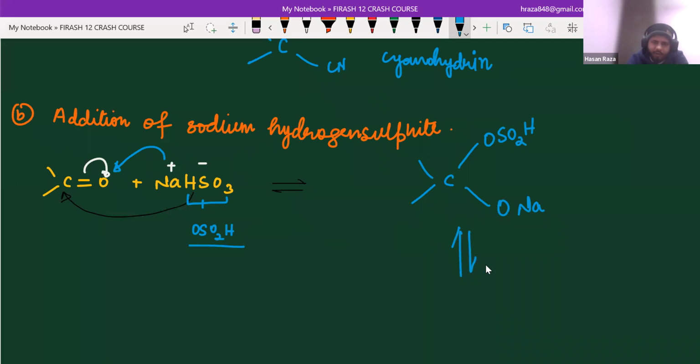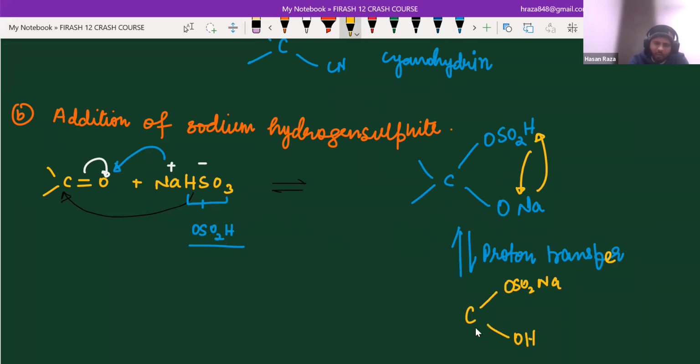Then proton transfer will take place. That means Na will take the position of hydrogen and hydrogen will take the position of Na. And this is how we get OSO2Na and OH. And this is basically a solid compound which is crystalline in nature. And the compound is the bisulfite addition compound.